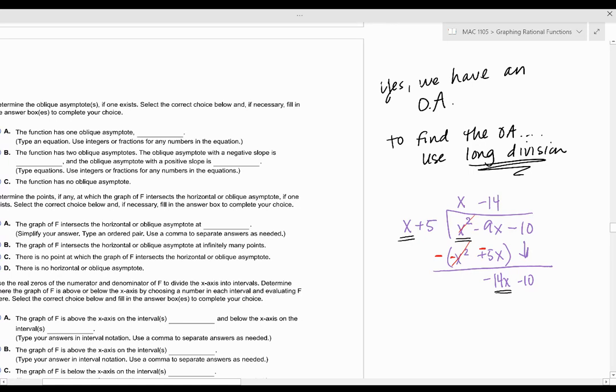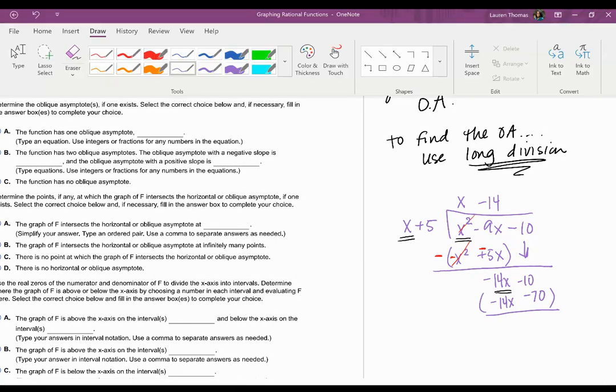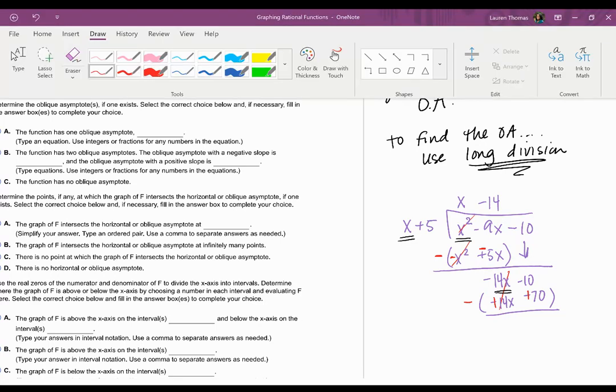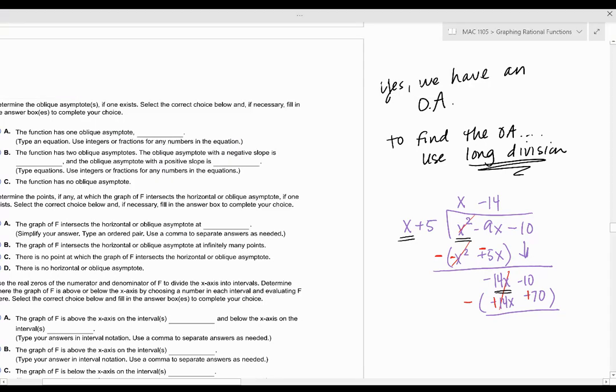And you're going to take that negative 14 and multiply it by every term in the divisor. So negative 14 times x is negative 14x. Negative 14 times 5 is negative 70. All right, and then you're going to draw the line and change the signs, so you're going to subtract. These front two terms are going to cancel, and it's going to leave you with negative 10 plus 70, which is 60. Okay, and you can't go any farther because the degree of the divisor is larger than what's left in the remainder.